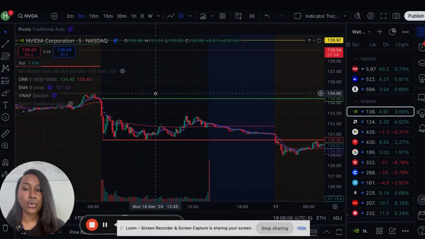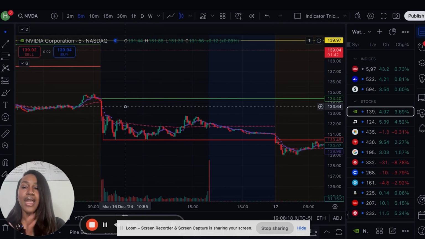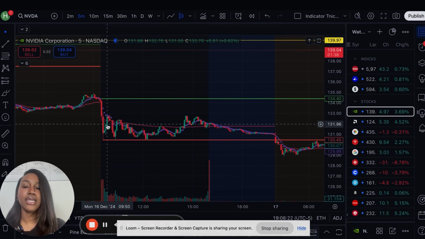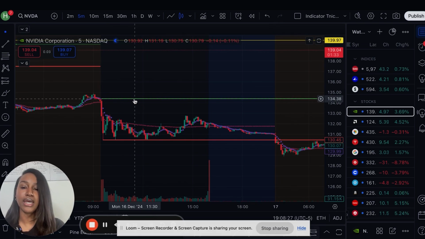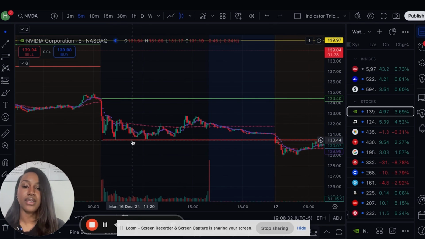All right. So here is the first indicator we're going to talk about. We're going to talk about ORB, which stands for opening range breakout, or I just say breakout. All right. So as you can see, we are on the 5-minute chart. We're looking at NVIDIA. And here is my ORB, and the green line represents the high of the day, and the red line represents the low of the day thus far, right?